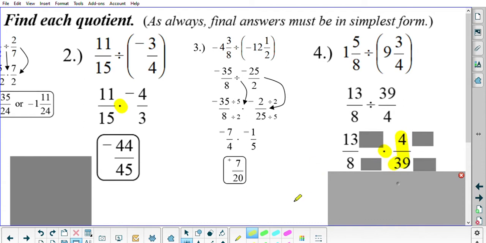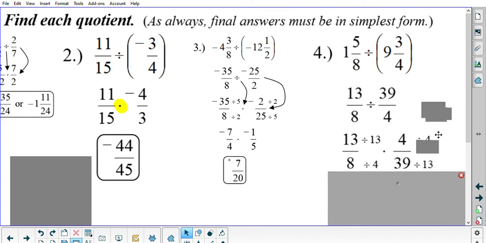Now, from here, we are going to look to see if we can reduce diagonally. Hopefully, you were able to realize that 4 and 8 are both divisible by 4. Hopefully, you were also able to realize that 13 and 39 are both divisible by 13.